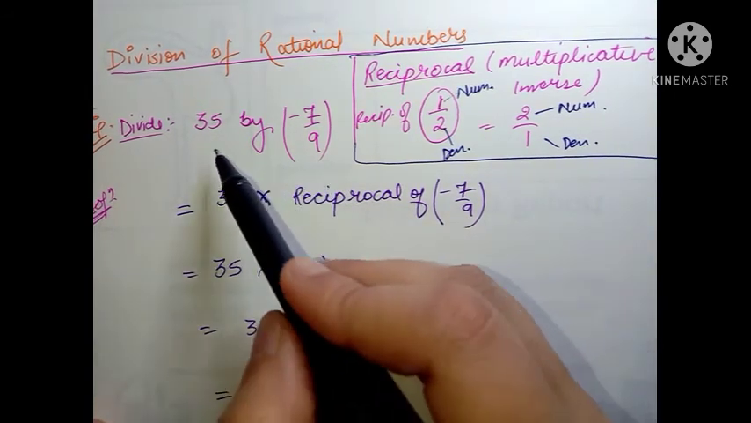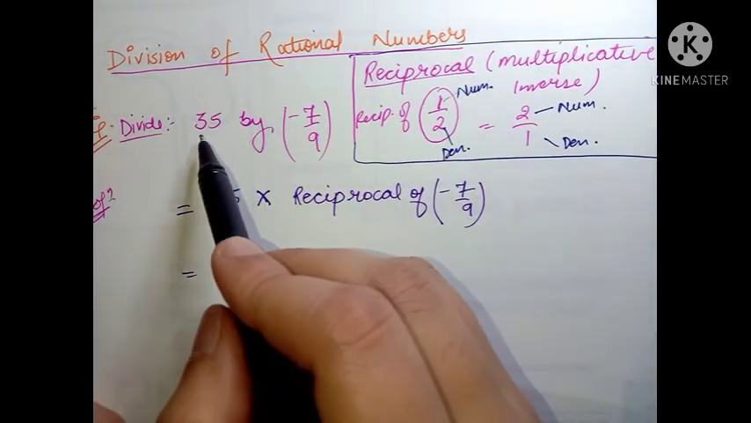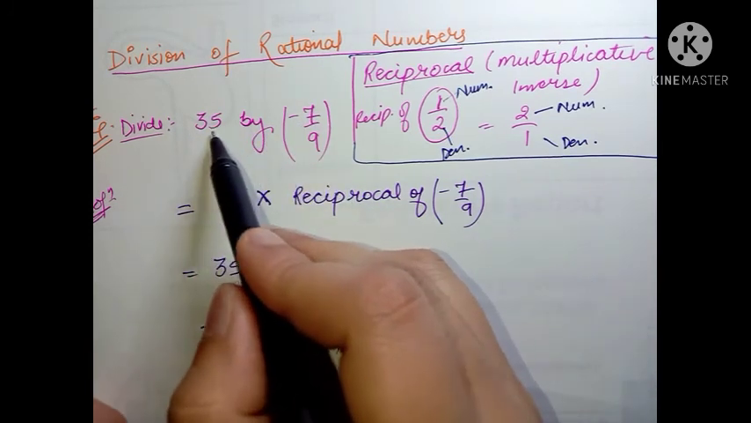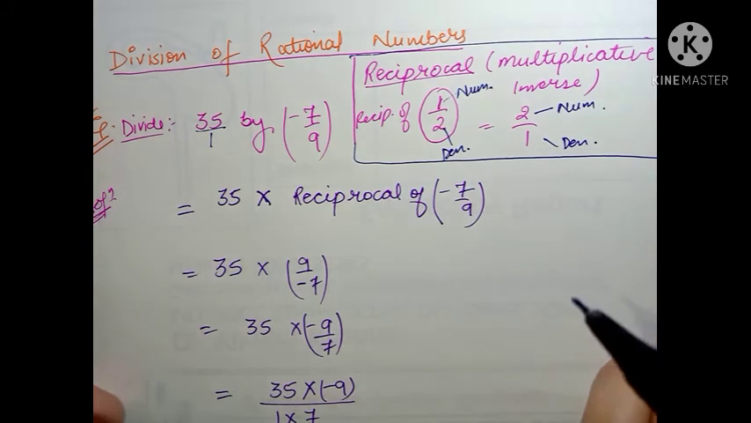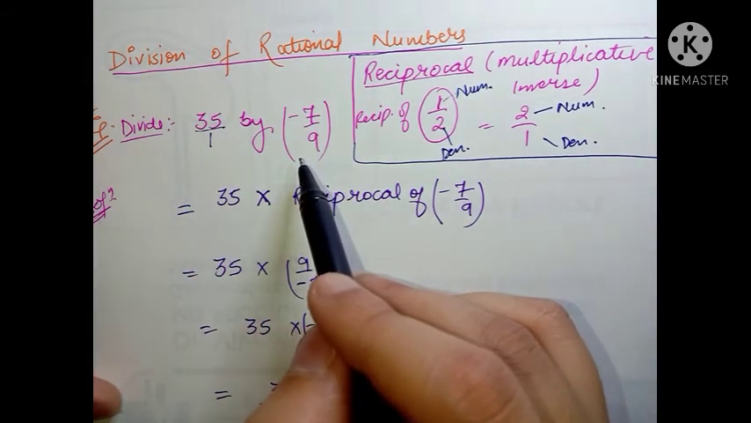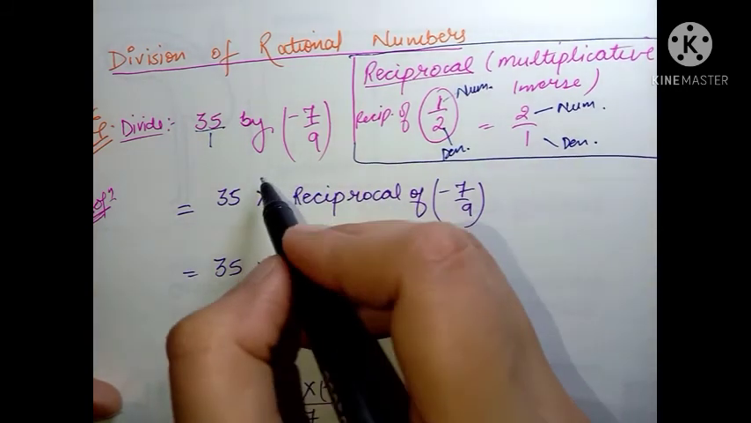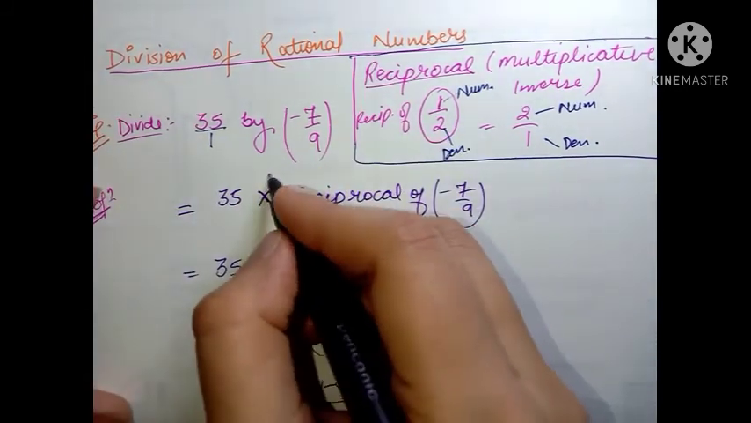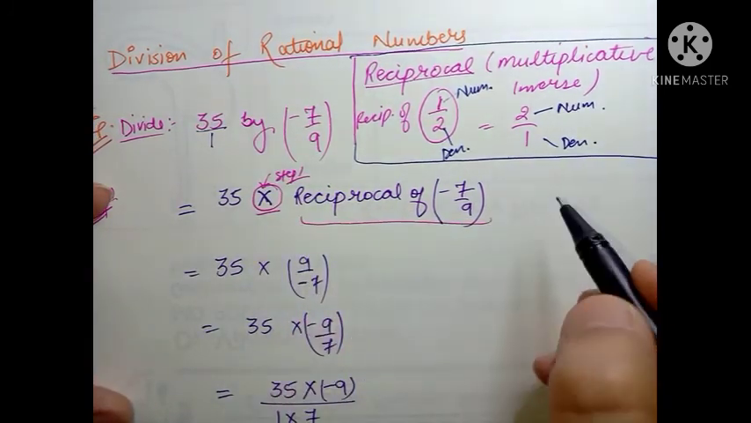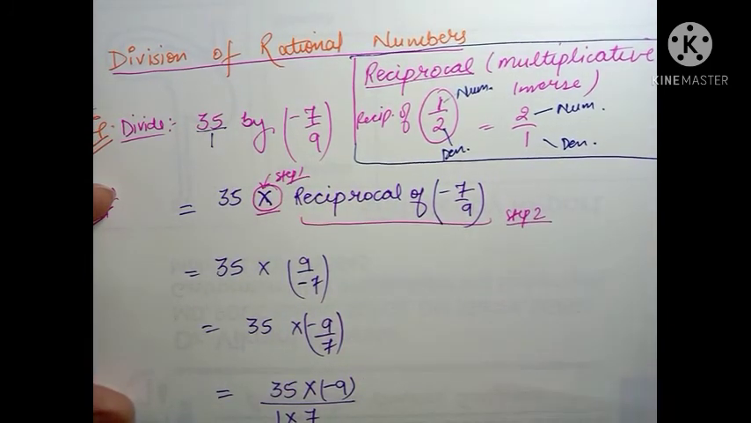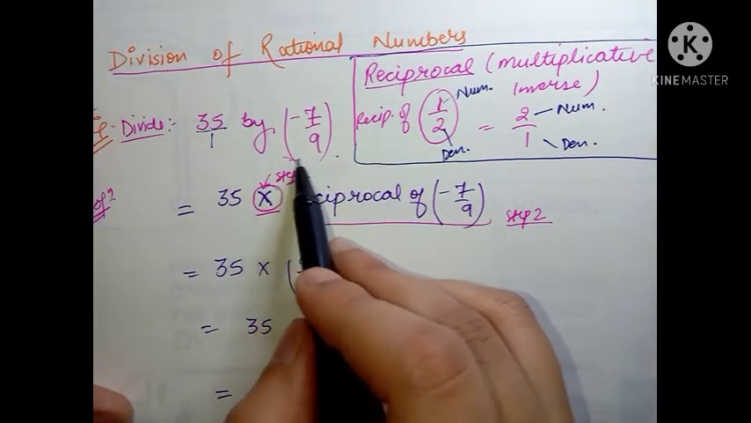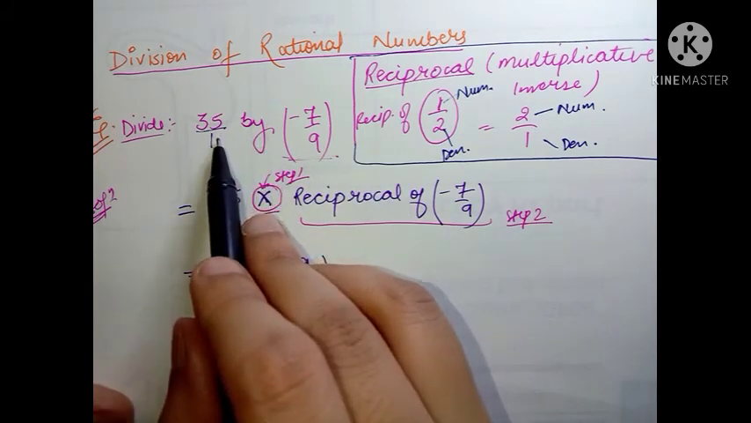Now let's understand with the help of an example. Here you have 35. Divide 35 by this rational number. Now 35 is also a rational number if we put 1 in the denominator. And we have to divide this number by this rational number. So the rule says, this is our first step, step 1. Then the second step is writing the reciprocal of the second number, the number through which we are dividing the first number.